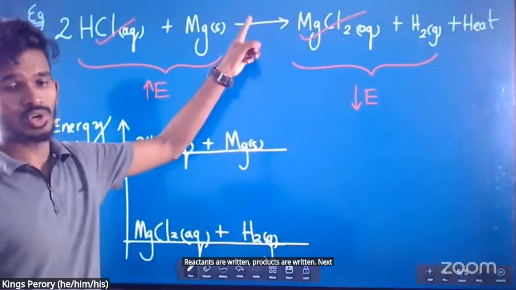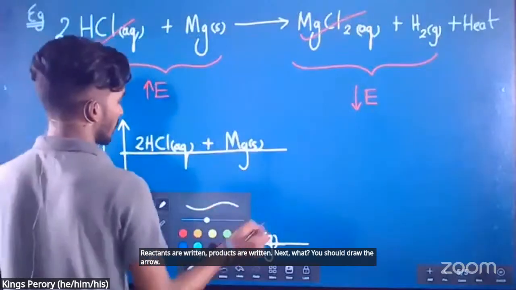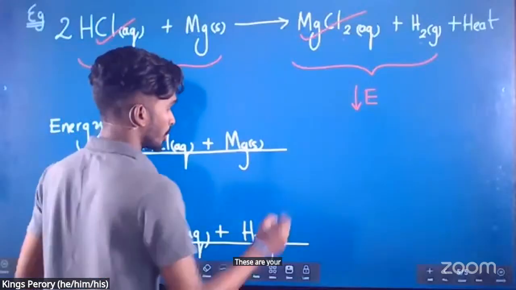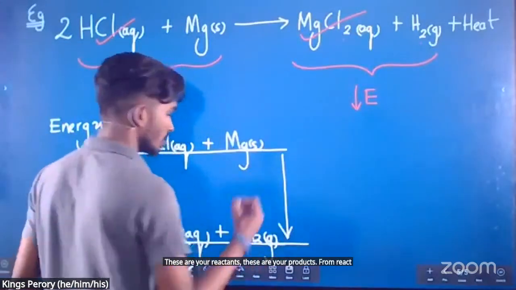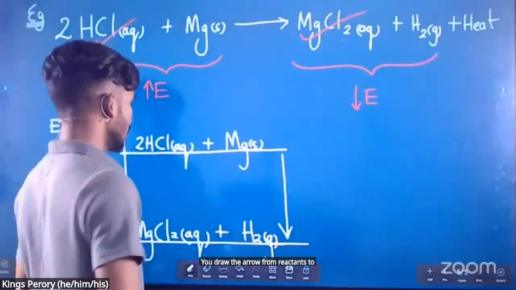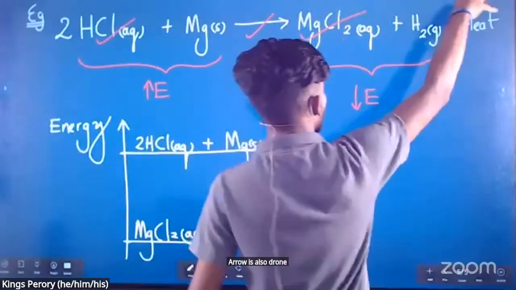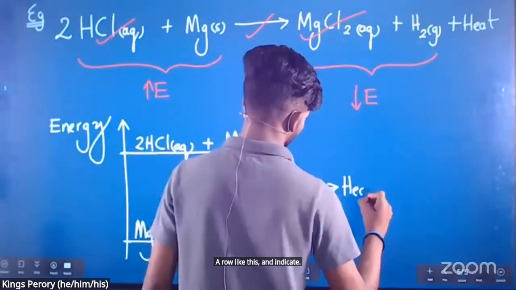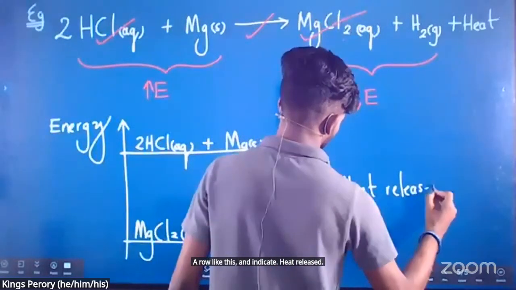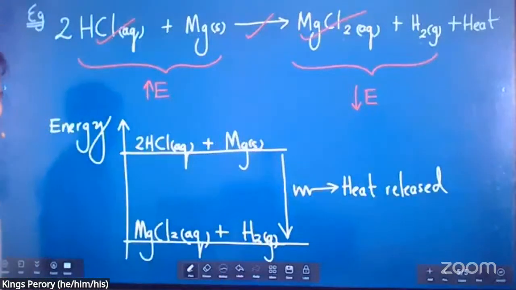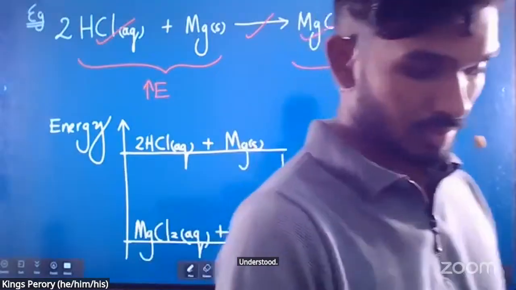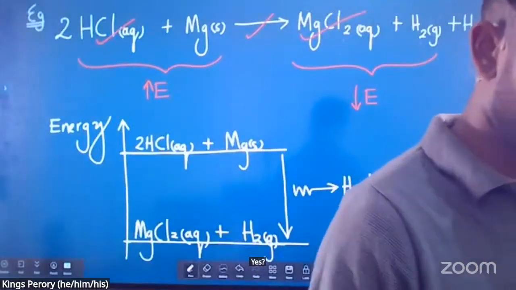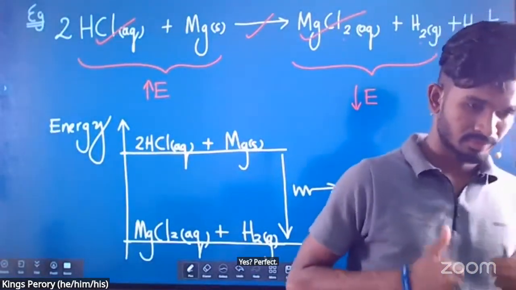Next, you should draw the arrow. Arrow is drawn from where to where? Reactants to products. These are your reactants, these are your products. From reactants to products, you draw the arrow. Arrow is also drawn. What is remaining? Heat. Heat released. Draw the arrow like this and indicate heat released. Understood? Yes. Perfect.